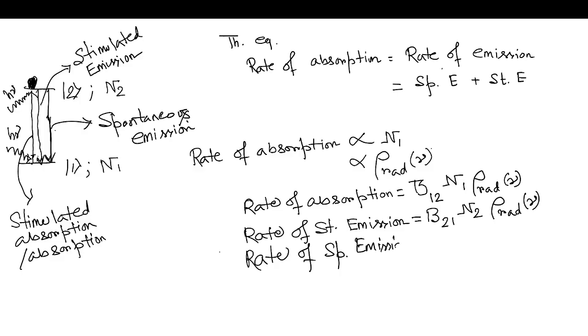Spontaneous emission doesn't need any radiation to occur, so it can be written as A2 to 1, but it needs a population. If there is no molecule in the excited state, nothing will happen. So in thermal equilibrium we can write B12 N1.